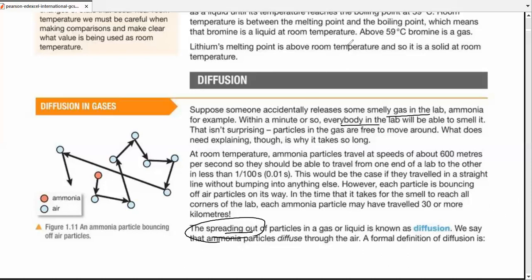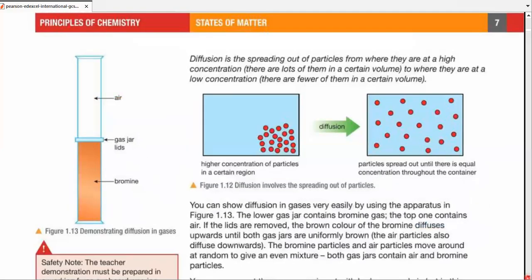Okay, I'm clear on diffusion. So we can skip this topic about diffusion. Good. Okay. All right.